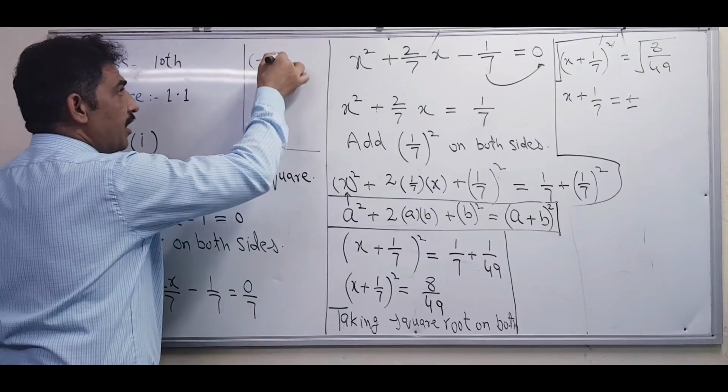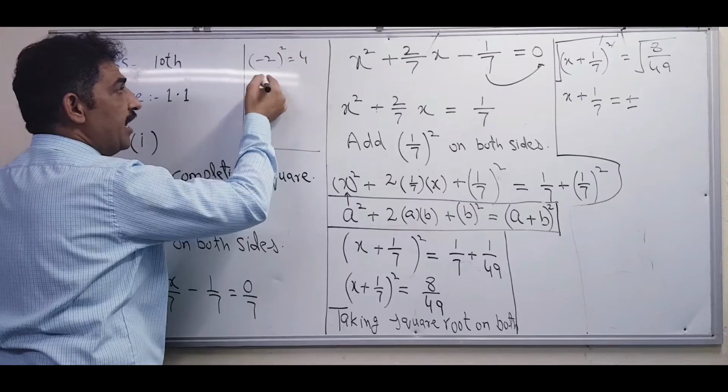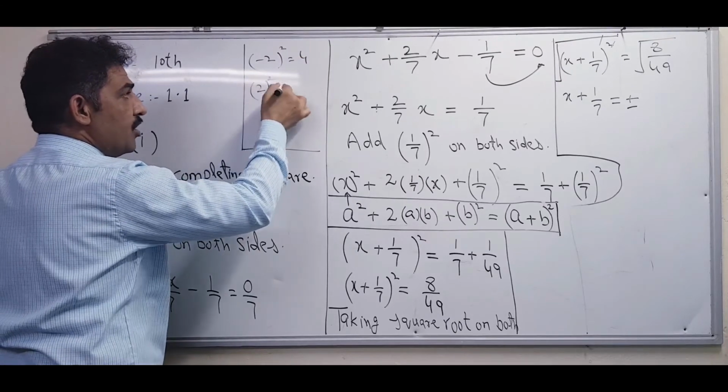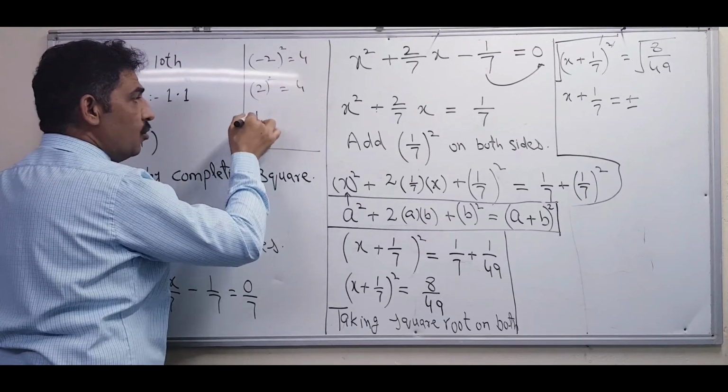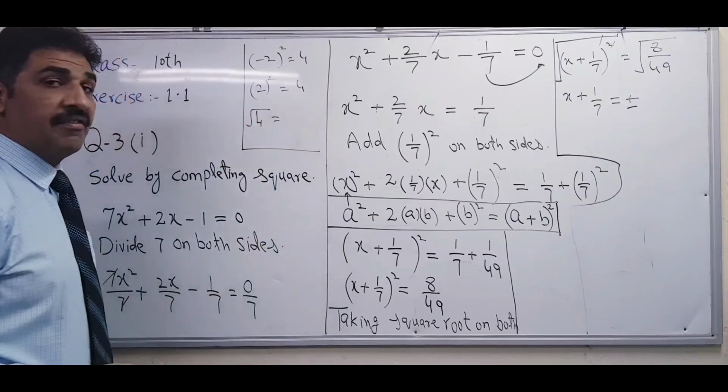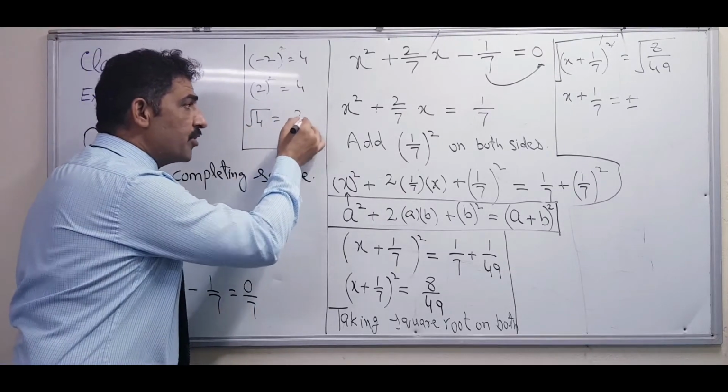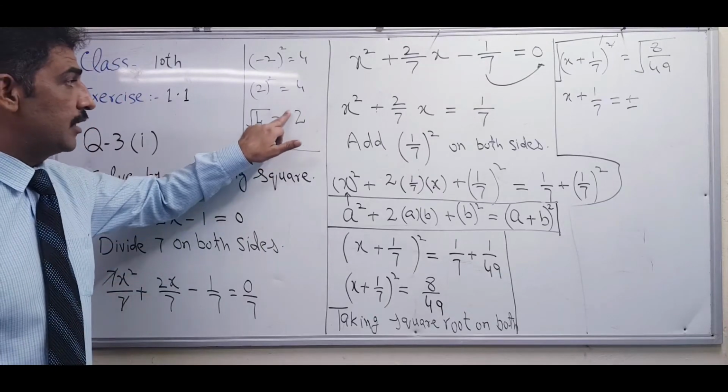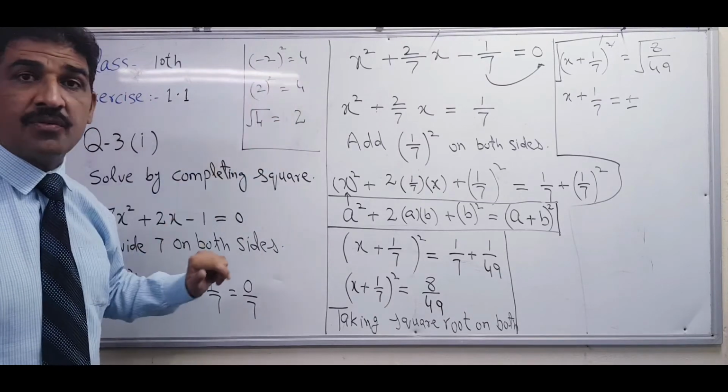Minus 2 square is equal to 4. And here also 2 square is equal to 4. When I am taking the root of 4, what should I write? If I write only positive 2, the student can say, sir, minus 2 square is also 4. I am taking this one.